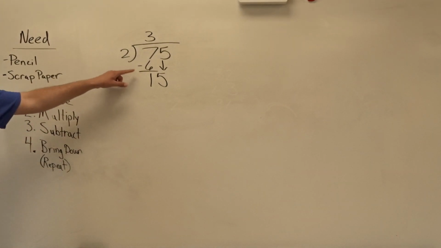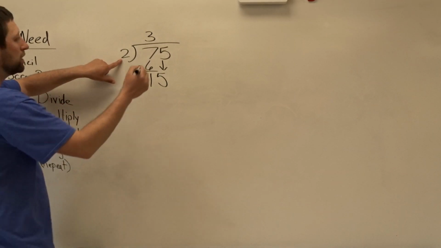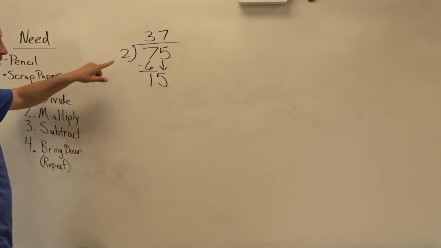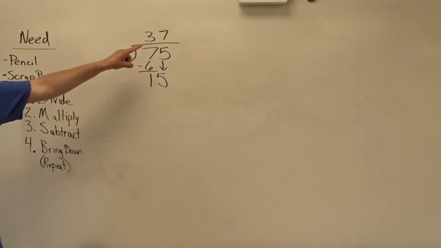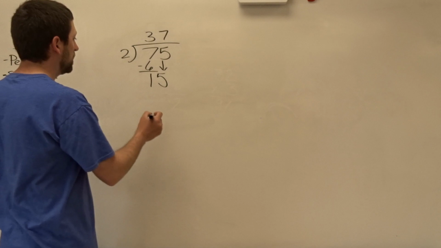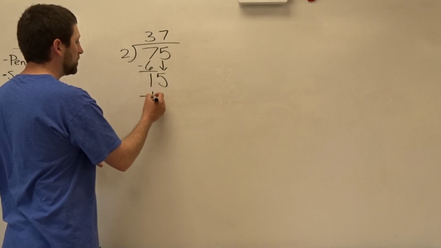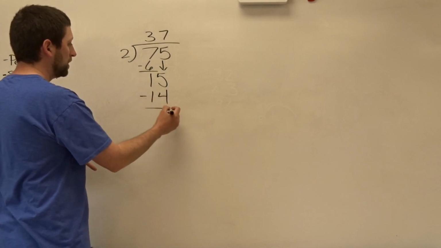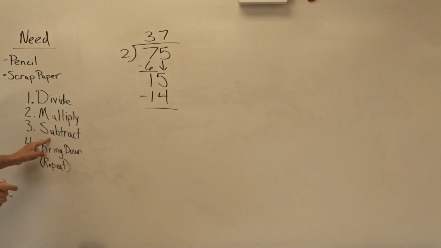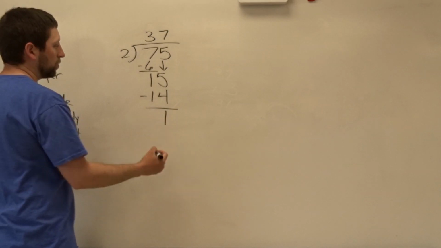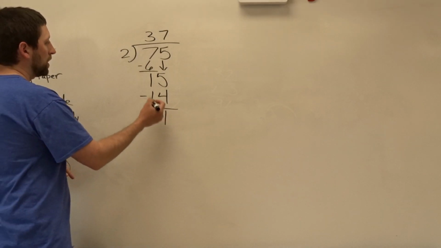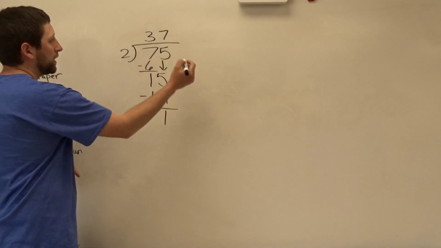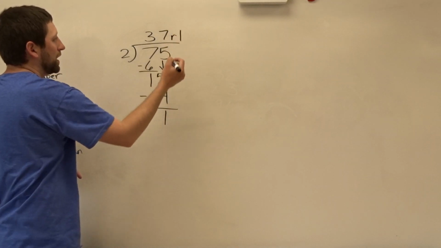15 divided by 2. I could do that 7 times. Second step, multiply 7 times 2. 7 times 2, that would be 14. Third step is subtract 15 minus 14, and that is 1. And we don't have any more numbers to bring down, so we have a remainder of 1.